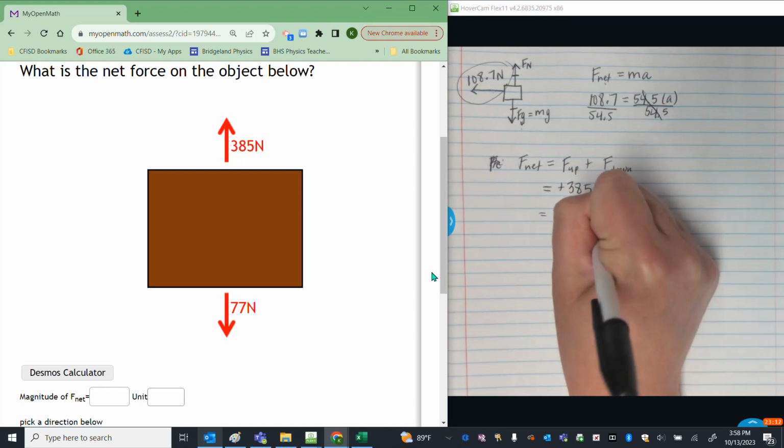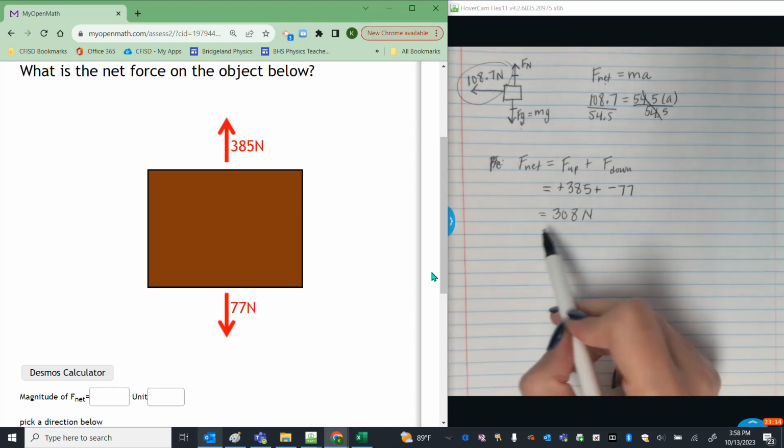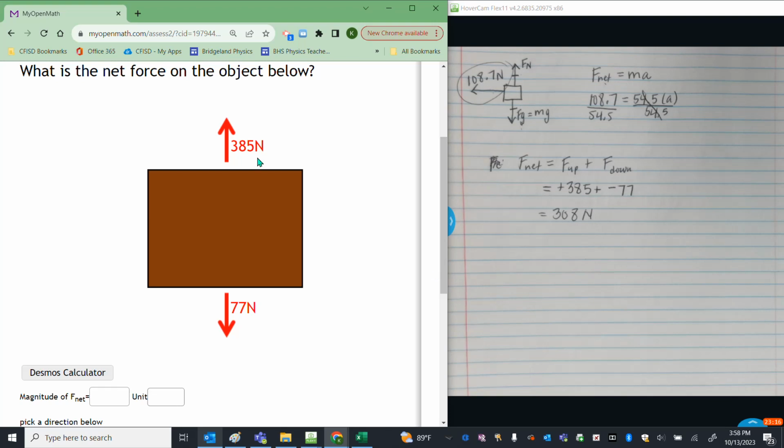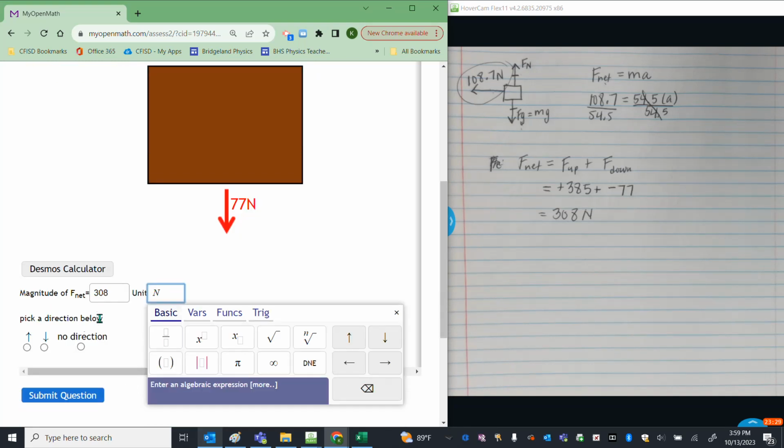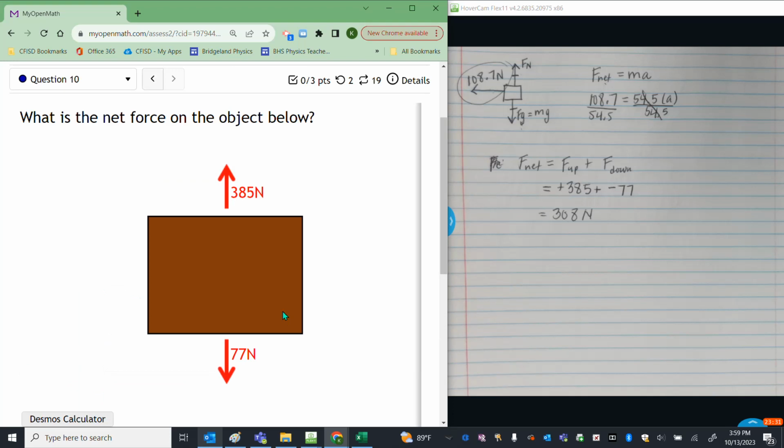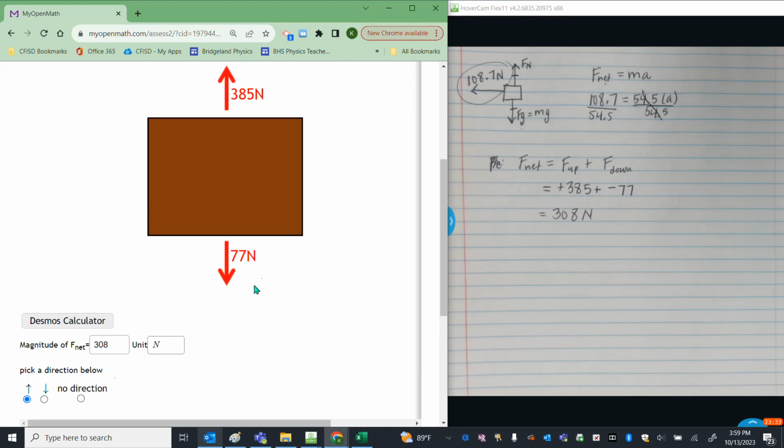And you'll notice that my answer is a positive number, and it's positive because this force is a lot bigger than this one. Okay, in fact, it's this much bigger, 308 newtons. So my magnitude of net force, 308. My unit, newtons. The direction of my net force is upward. If your downward vector is bigger, then your direction will be downward. You don't have to type the negative, it just asks for magnitude. You would select the direction here.